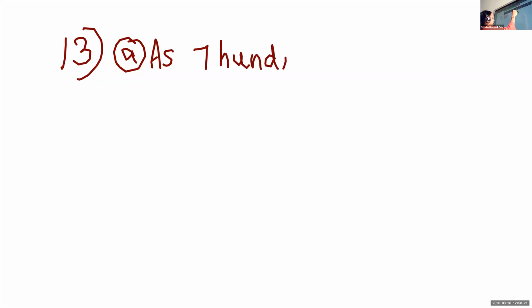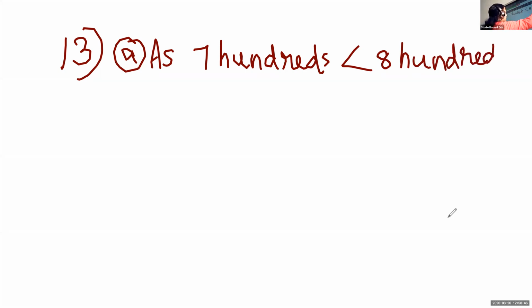Children, without writing the step, this question is very easy. But since this is short answer, we are writing one step. So, which place is different here? 100s place. So, you are comparing 100 place. So, 7 and 8 we are comparing. 700s is less than 800s, comma, you have to write the smaller number.